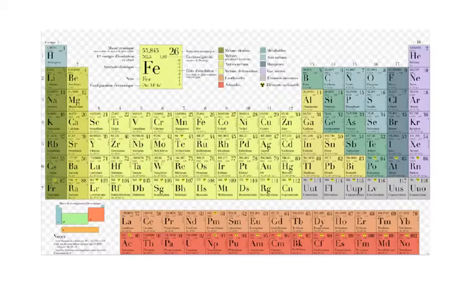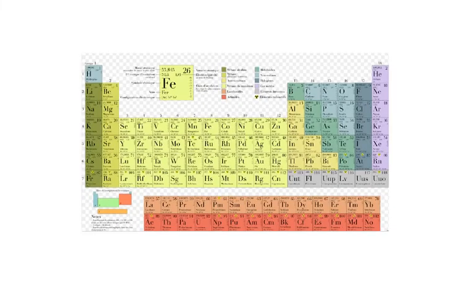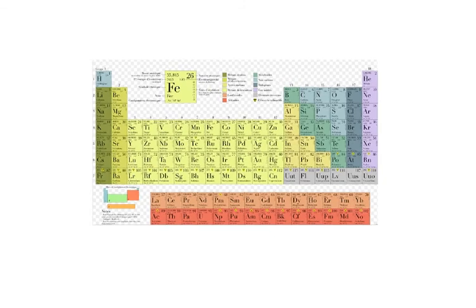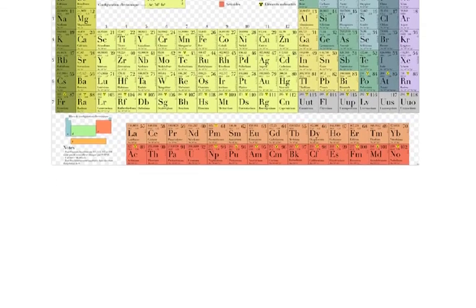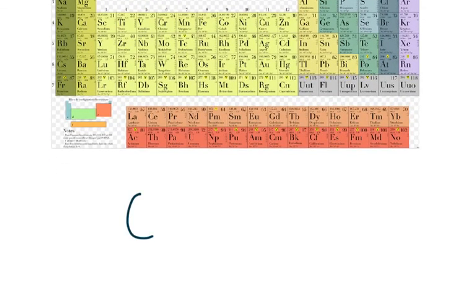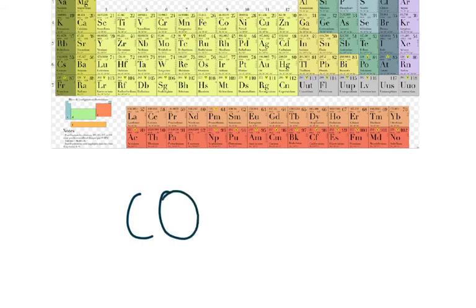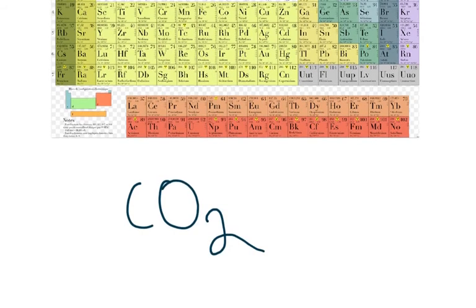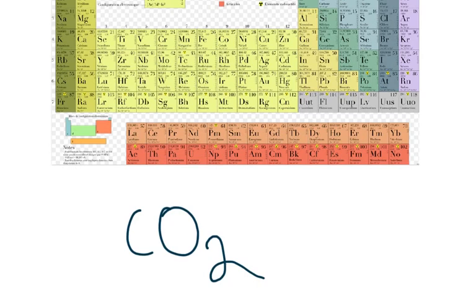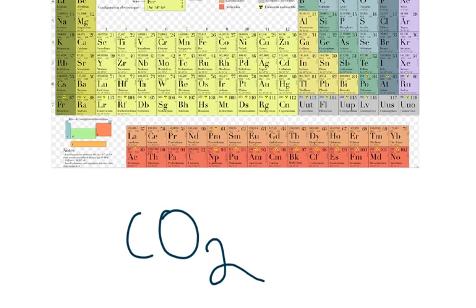All right, so let's clear this page up, and let's pull up our periodic table again. There you go. Now let's look at carbon dioxide. Carbon dioxide, right? 2 oxygens, 1 carbon, and we're familiar with this compound. So let's start with our familiar one, which is oxygen.